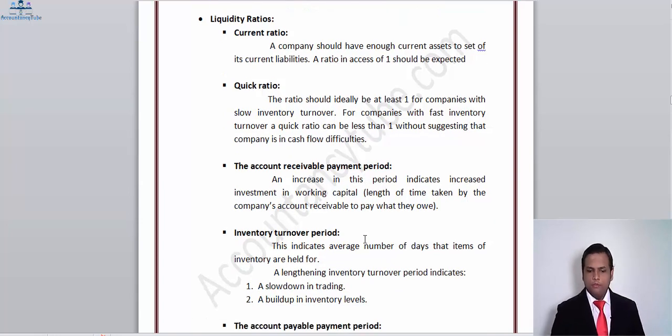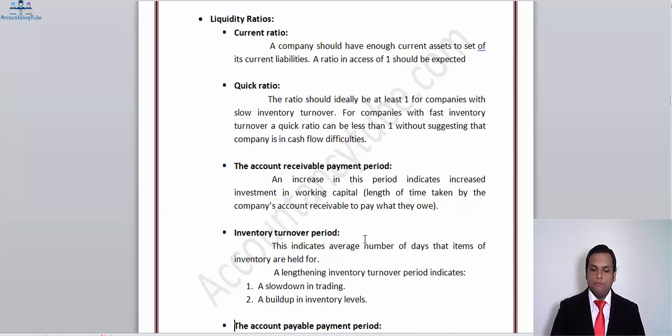Coming back to our notes, the next topic that we have now is ratios. Now the ratio analysis we have already covered in chapter number 1, so do watch that lecture. We'll just be going through these ratios very fast. First, we have got the current ratio. Now, a company should have enough current assets to set off its current liabilities. A ratio in excess of 1 should be expected. Basically, this ratio is the comparison between current assets and current liabilities, and the ratio, obviously, should at least be 1:1. If the ratio starts to fall below 1, it means that its current liabilities are increasing significantly, and it's quite obvious that if a business is unable to set off even its current liabilities, its going concern assumption becomes questionable, and it's quite likely that it will be filing for protection from creditors soon.